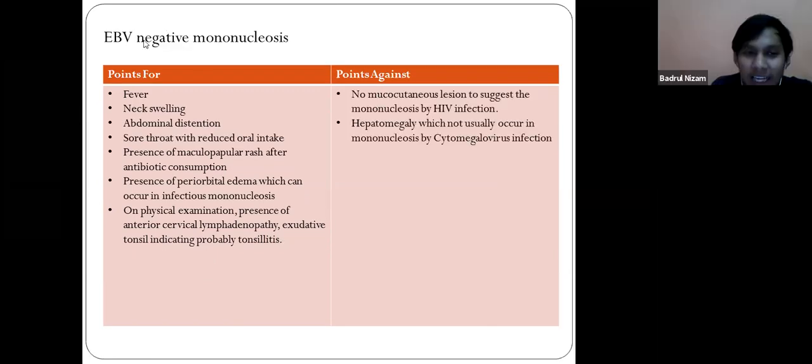For the other differential diagnosis, it could be EBV negative mononucleosis. The points for are similar. However, the point against is that there is no mucocutaneous lesion to suggest that this is a mononucleosis caused by HIV. And usually in CMV mononucleosis, there is no hepatomegaly.